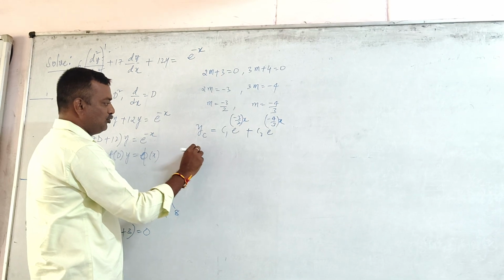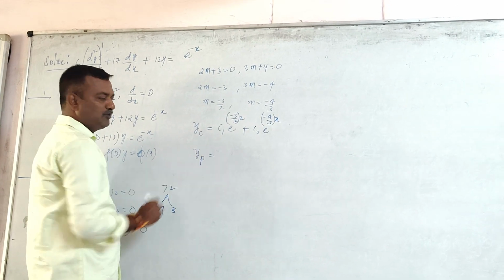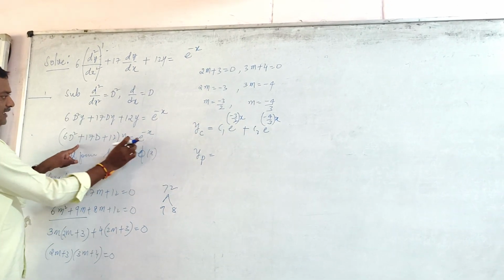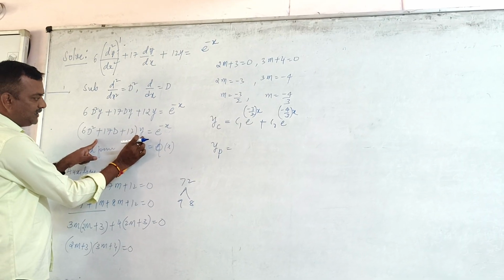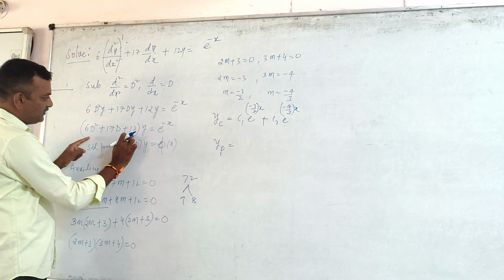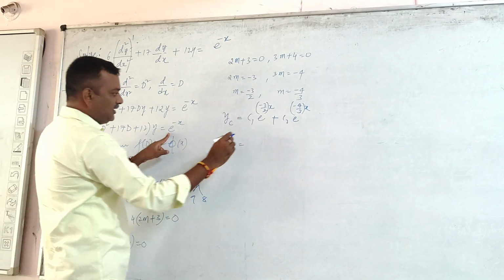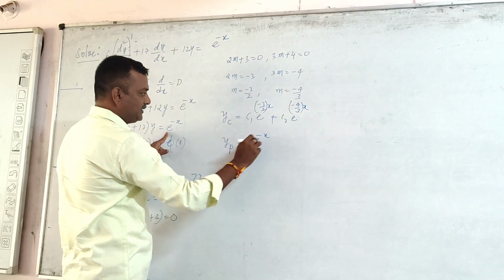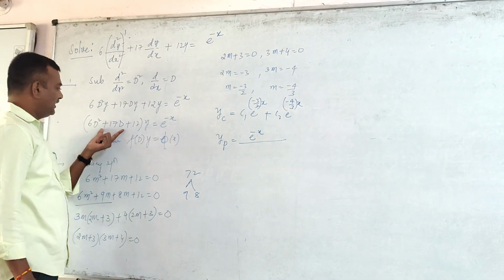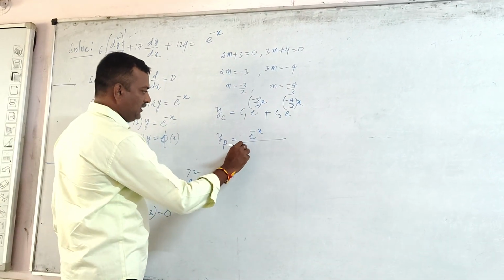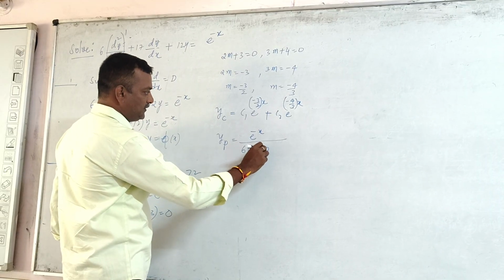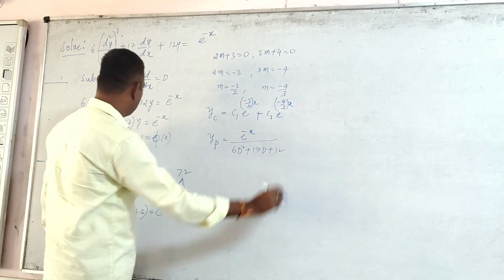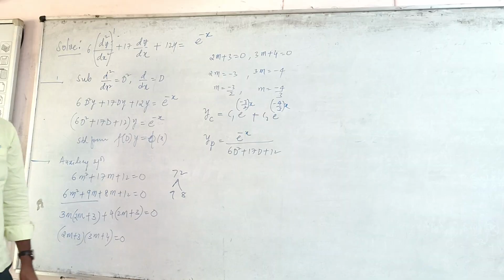Let's find out yp. What is yp? You know already. In standard form, keep y as this and you cross multiply this into right side. The right side e raised to minus x is present in the numerator and cross multiply this. You will get 6D square plus 17D plus 12, isn't it? Okay, fine.